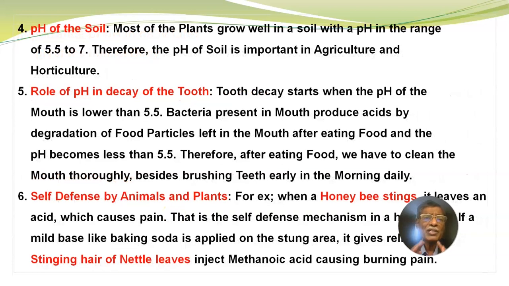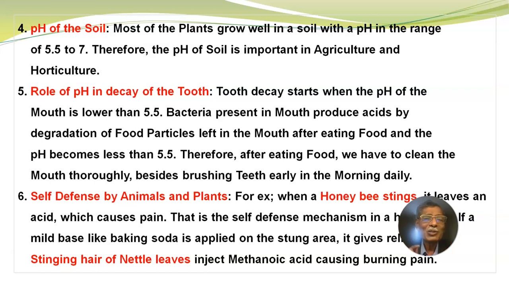Number 4, pH of the soil. Most of the plants grow well in a soil with a pH in the range of 5.5 to 7. Therefore, the pH of soil is important in agriculture and horticulture.